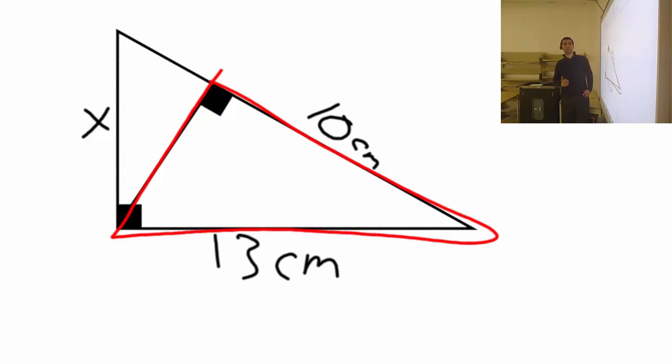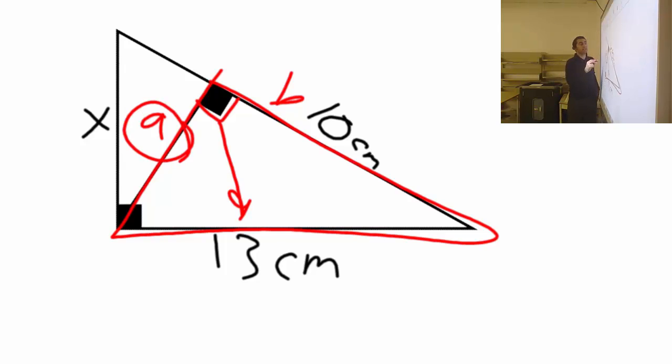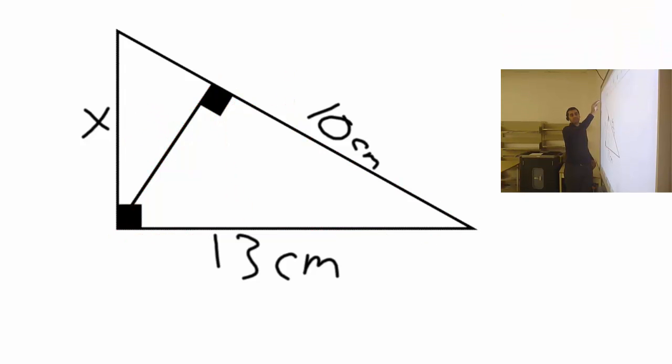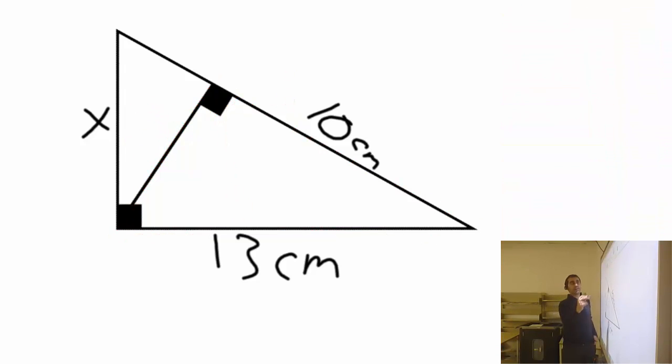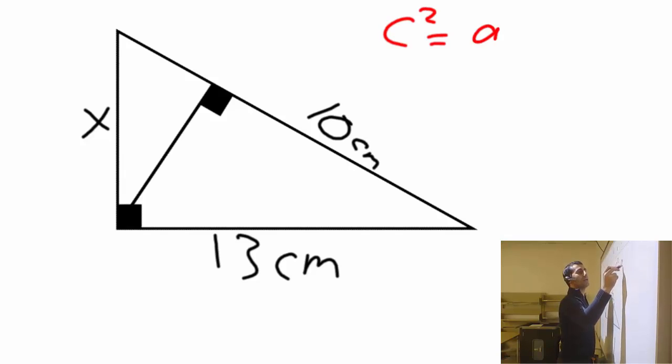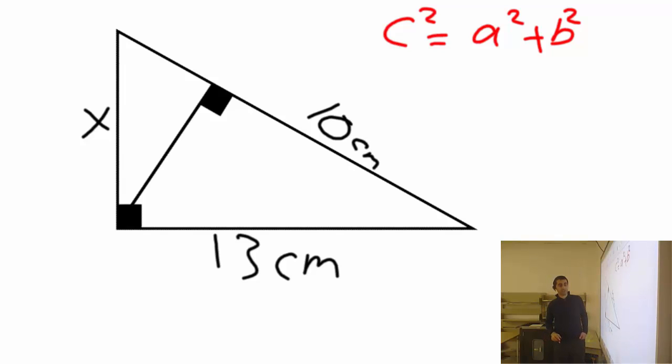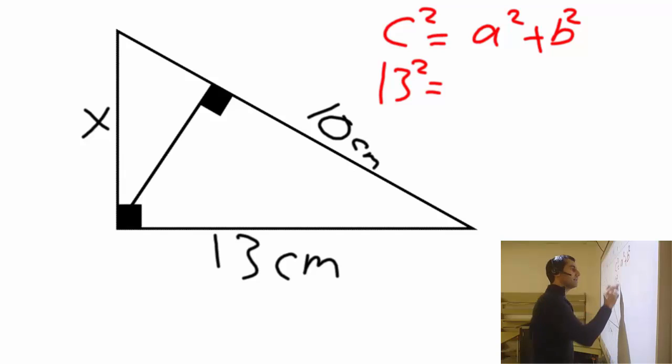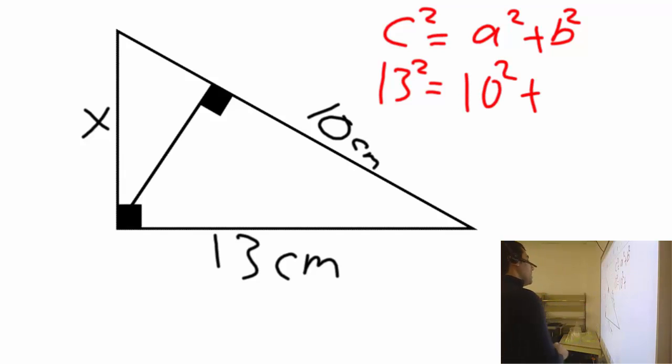This is a right triangle. The 90 degrees here. I know that this is C, this is A, this is B. So let's focus on that right now, because we want to find out what the A is. Pythagorean theorem is C square equals A square plus B square. Which one is C? 13. 13 square equals A is 10 square plus B, the one we want to find out.